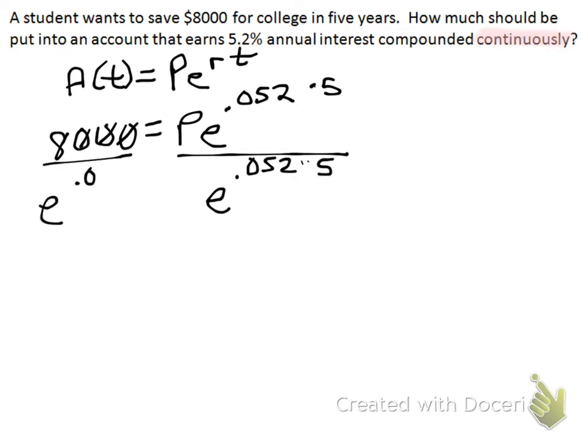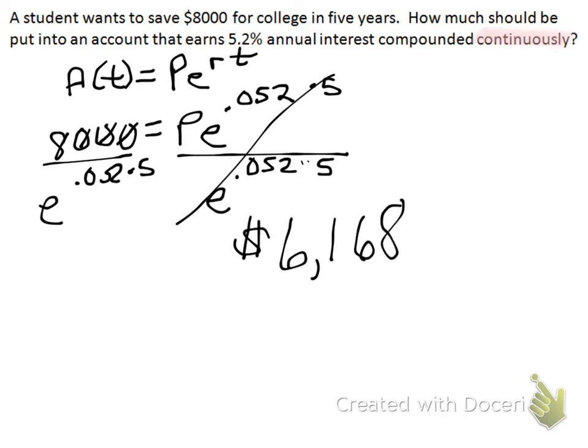It is just a number. So that's supposed to be a multiplication sign. And go ahead and plug that in because all of this stuff will end up canceling out. You plug that into your calculator and you should get $6,168.42.